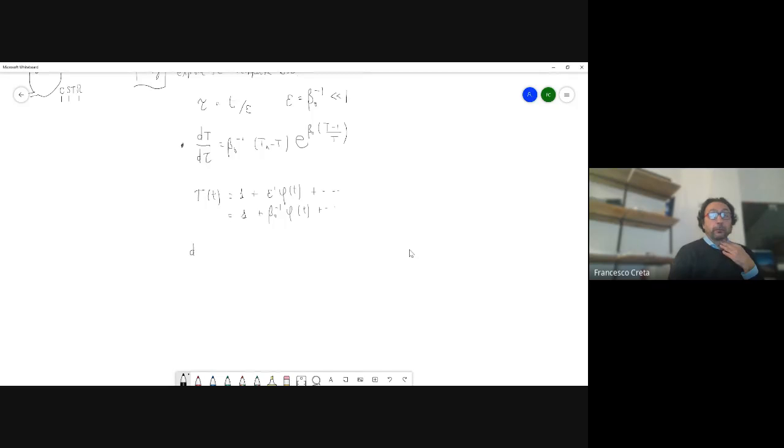And well, dT by d tau is nothing else than, we can say it's approximately equal to beta to the -1 d phi by dt. Clearly, it's approximately because we're not considering these extra nonlinear terms. And you get something like this. So we multiply. So we have dT by dt is this guy over here. So it's beta to the -1.